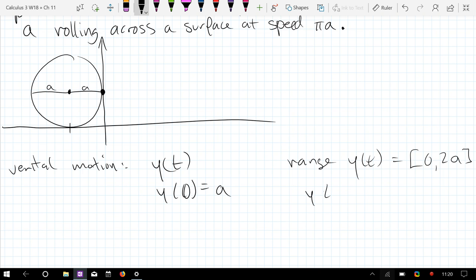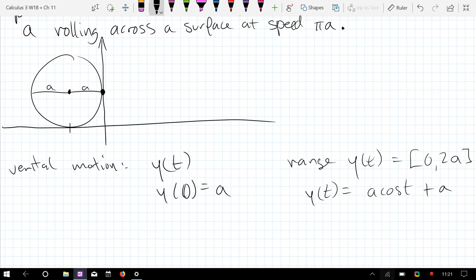So let's try guess and check. Let's just try the cosine function. How about that? I'm just going to guess it's probably A cos t, and then I did a plus A to boost it up by A. If I don't do that plus A, it will go between negative A and positive A. So I shifted it up A, so the lowest it'll be is 0, and the highest it'll be is 2A. All right, what is cosine of 0? 1. So cos 0 is 1. This means my initial height would be 2A right here. That's not terribly good.